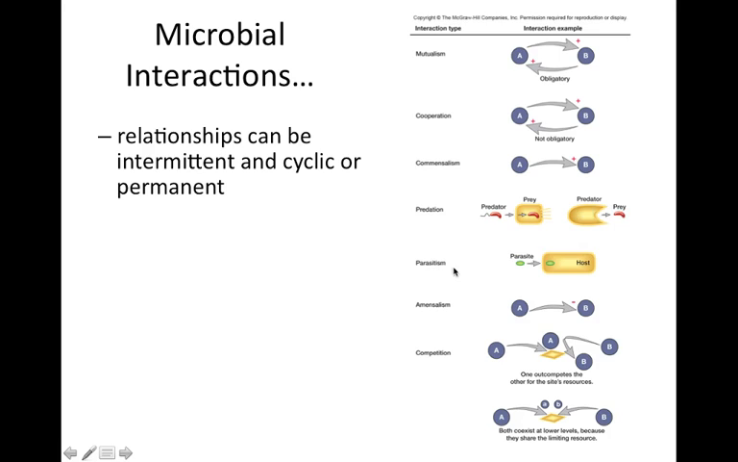It would be parasitism if a parasite comes in and infects a host and causes problems for that host. It's called amensalism if there is something secreted from one organism that has a negative effect on another organism. And competition. They may be competing for certain resources, and this may result in one of the organisms growing and the other one not being able to grow, or they may both exist at lower levels than they would otherwise.